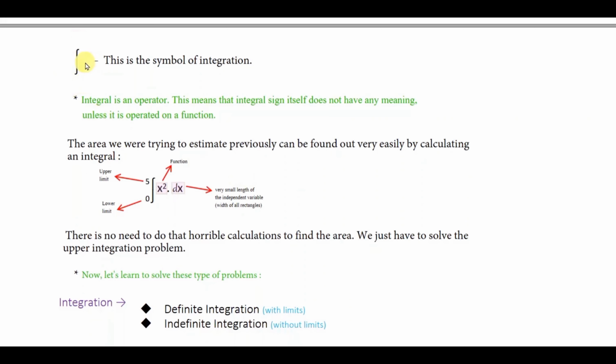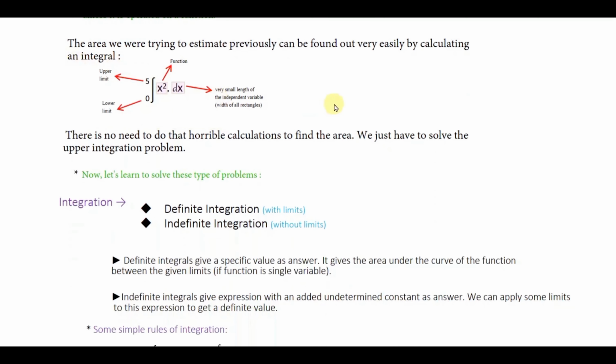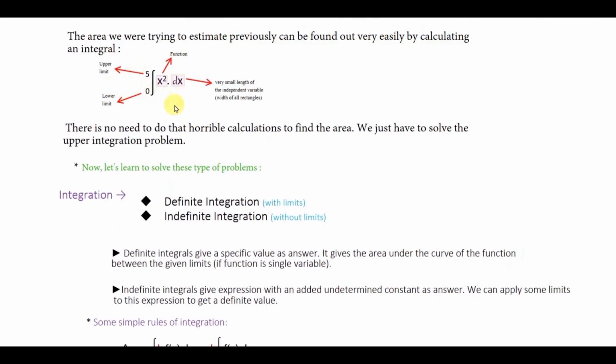One important thing you need to know is that integral is an operator. It itself does not have any meaning. We have to apply it to a function to realize its importance. As we were estimating the area under the curve of the function x squared with respect to the limits x equal to 0 to 5, we can easily calculate that area by calculating the value of this integral, where 0 is the lower limit, 5 is the upper limit, this is the function that we need, and this dx is the width of that thin rectangle. Now we just have to calculate the value of this integral. There is no need to do that horrible calculation that we were seeing previously.